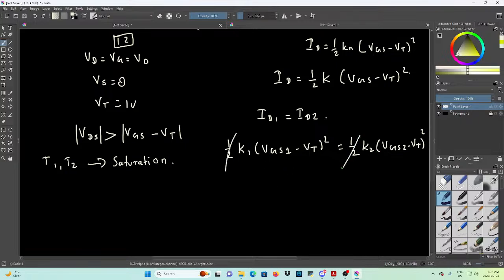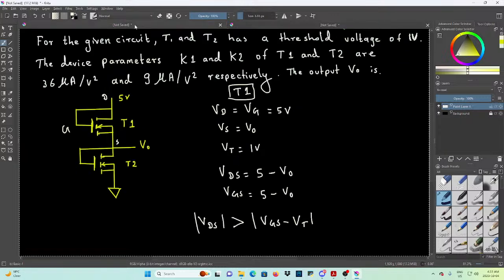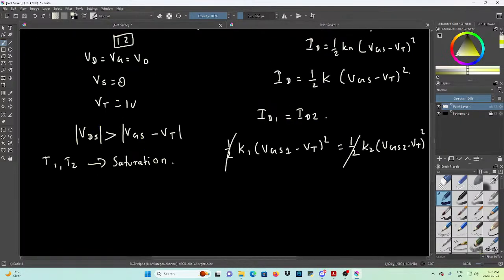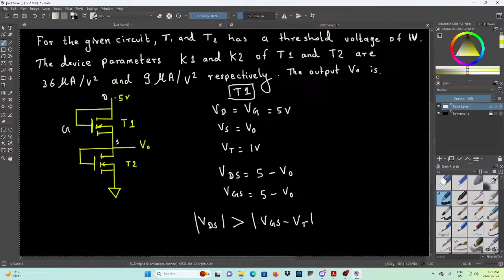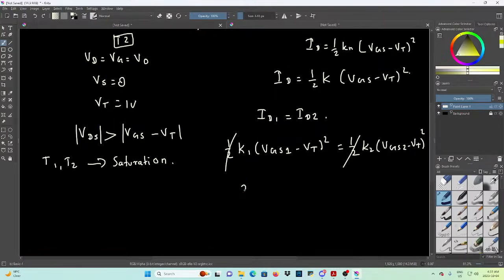Half cancels, K1 and K2 are different. That is, K1 is given by 36 microampere per volt square, K2 is given by 9 microampere per volt square. So 36 times VGS1 minus 1 square, and then this is 9 times VGS2 minus 1 whole square.